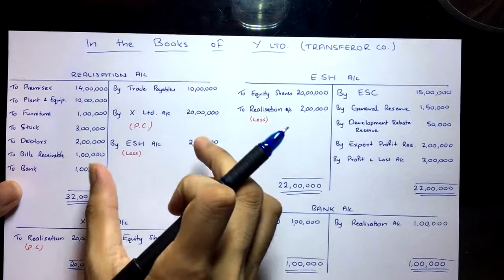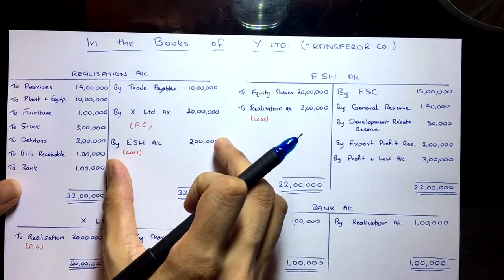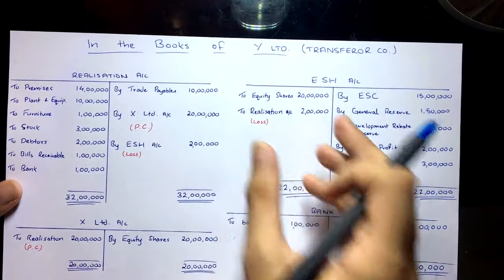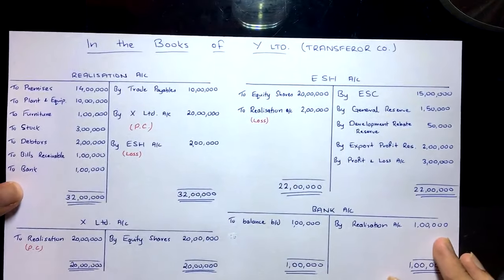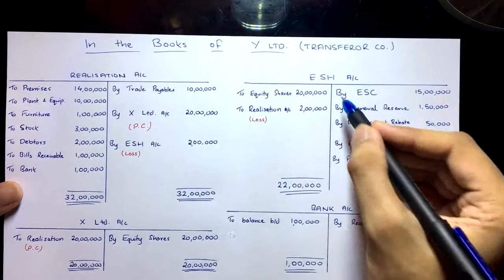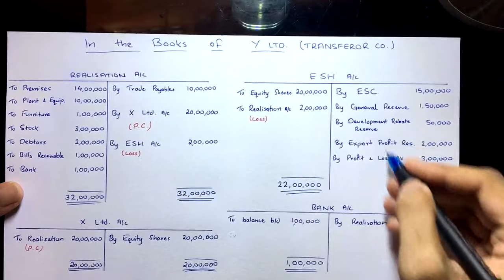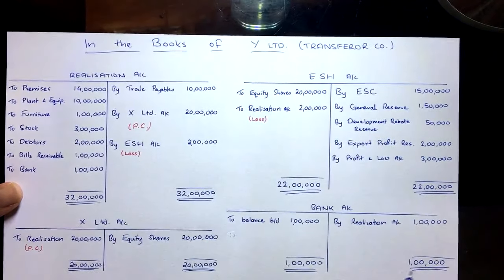See here, opposite side, cross postings by equity shareholder account. Here it will be 2 realization. Come back to the equity shareholder account. In equity shareholder account, we have dumped the capital, equity share capital, and the reserves over here, by taking them from the balance sheet.